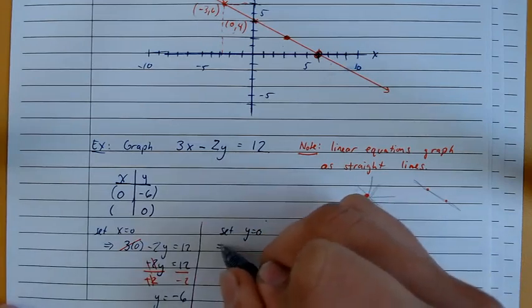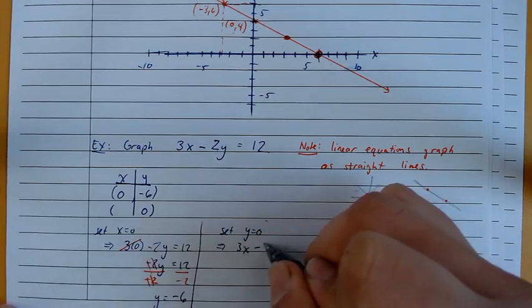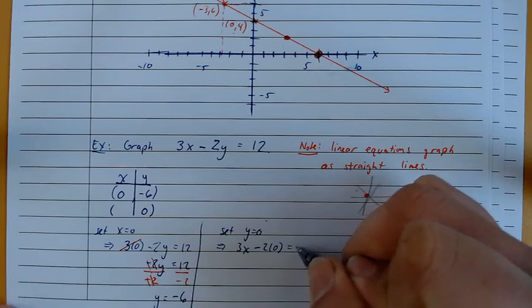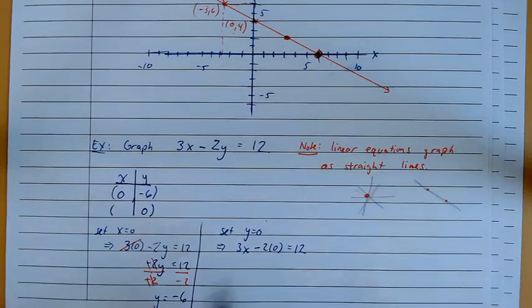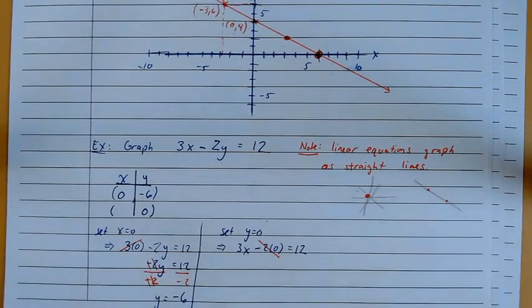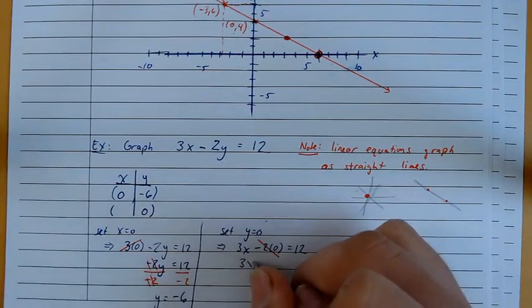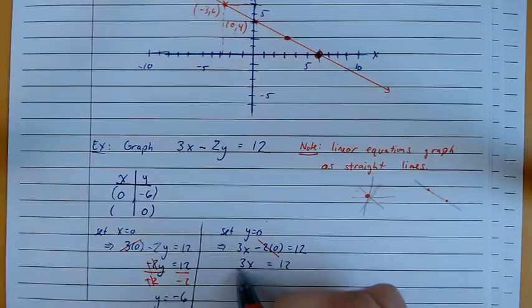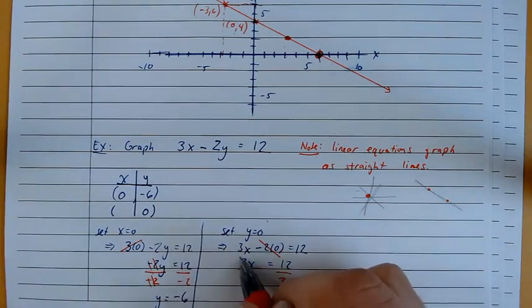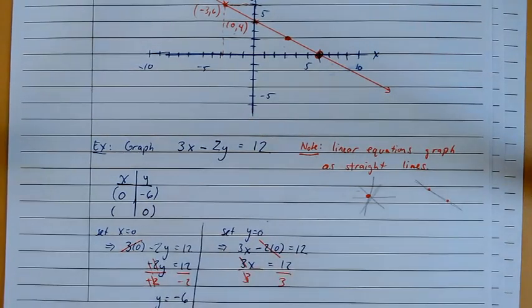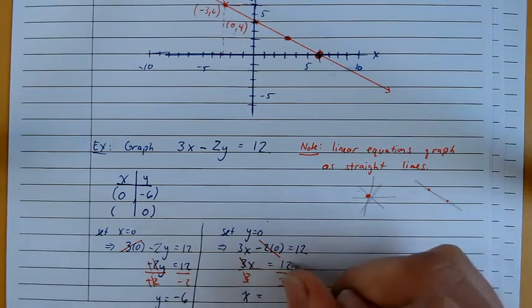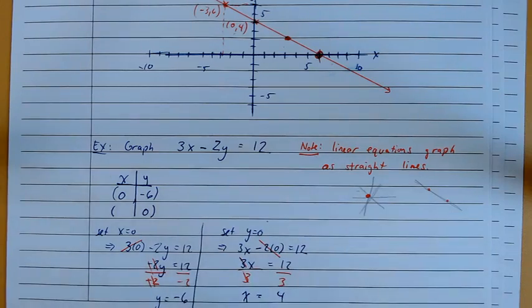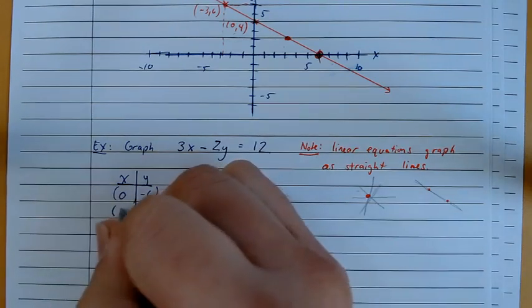Okay, well then that's going to be 3x minus 2 times 0 is equal to 12. I plug in y is equal to 0. 2 times 0 is 0, so we don't worry about that anymore. We're left with just 3x equals 12. And now to isolate our x, we can divide both sides by 3. We have x is equal to 12 divided by 3, which is the number 4. So if I set y equal to 0, that gives me x must equal 4.